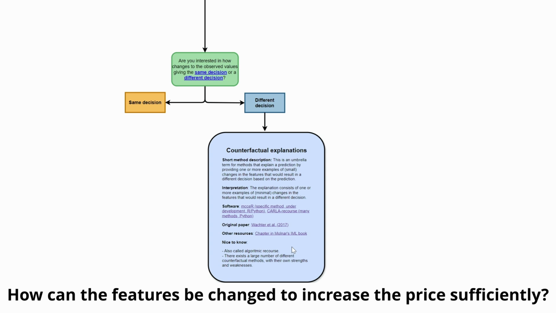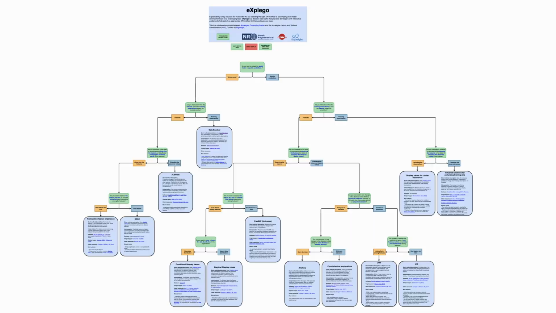For this case, our tool suggests counterfactual explanations. This class of method explains the prediction by providing examples of changes to the features that would result in an estimated price above $450,000. The whole decision tree looks like this. It contains a total of 13 different explanation methods and should cover the majority of explanation use cases for machine learning models based on tabular data.